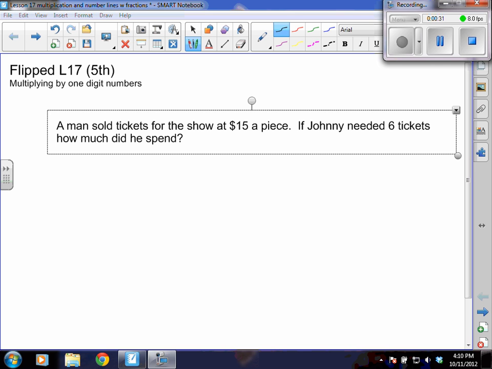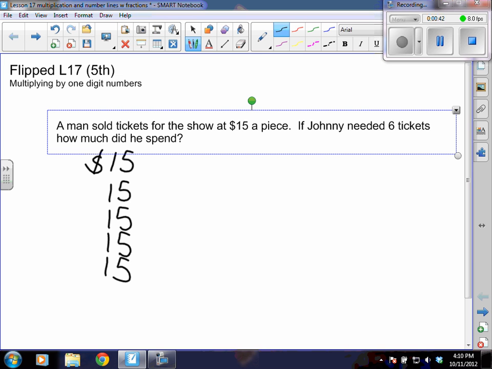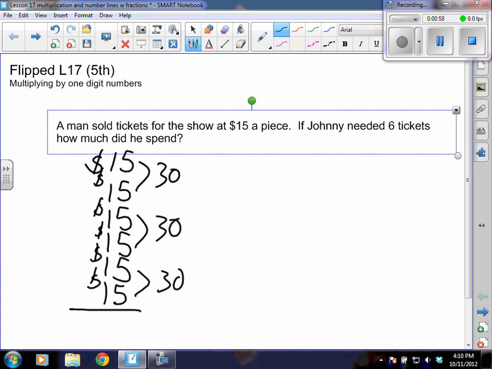We can use addition and understand that if Johnny needs 6 tickets, we would need 6 tickets at the price of $15 a piece. Now, of course, looking at that, we could take the time and group this and know that this is 30, and this is 30, and this is 30, and then we can group that to 60. Then these two, of course, would be 90. And so we understand very clearly that 6 15s equals $90.